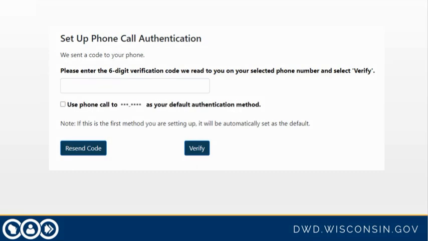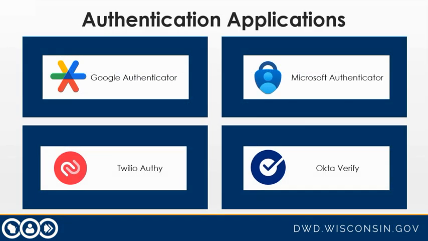If you selected phone call, you will receive a call that may come from an out-of-state number. You will be prompted to press a number on your phone and a 6-digit verification code will be read to you. Enter the code on your claimant portal screen and click on the Verify button to enable two-factor authentication.